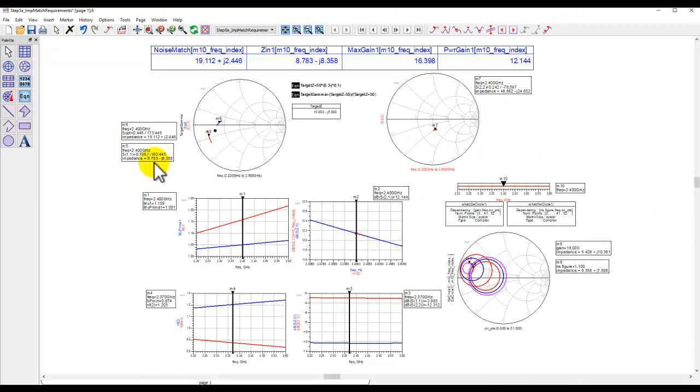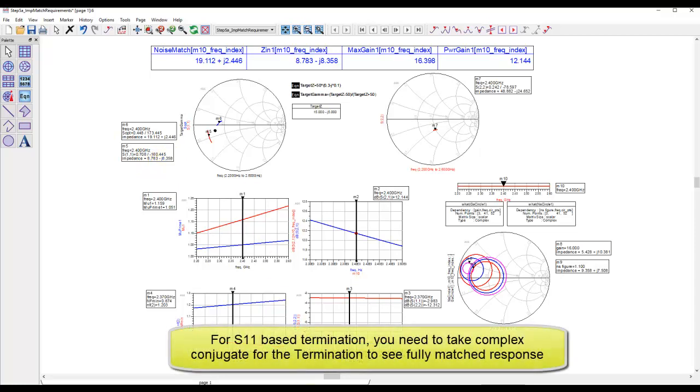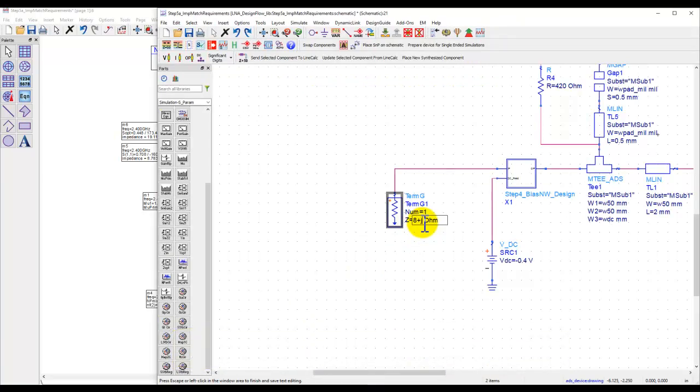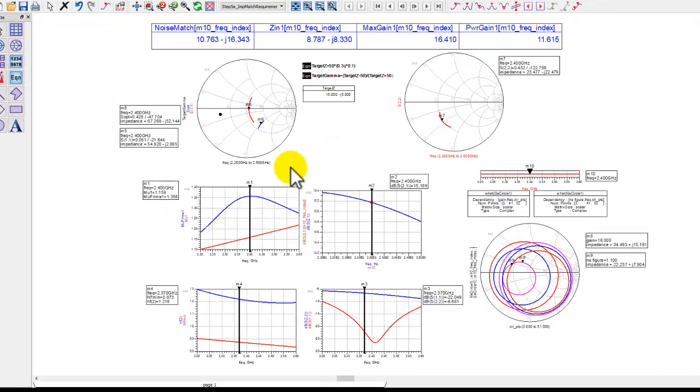How about if we try to match it with the best possible impedance? So let's say 8 minus J8. And remember the fundamental, this has to be the complex conjugate. So 8 plus J8. And if we do that impedance matching, we run the simulation and let's see.